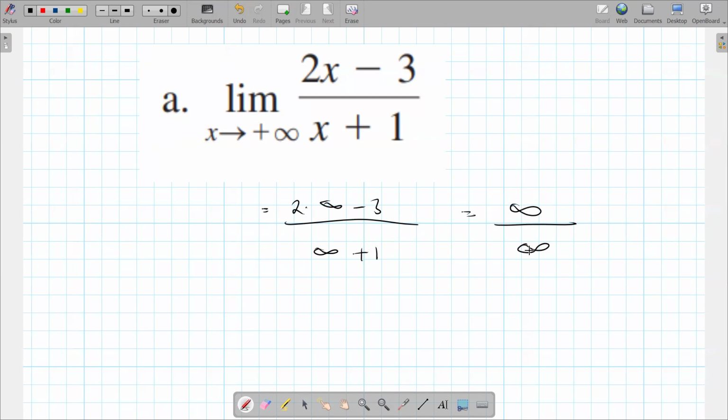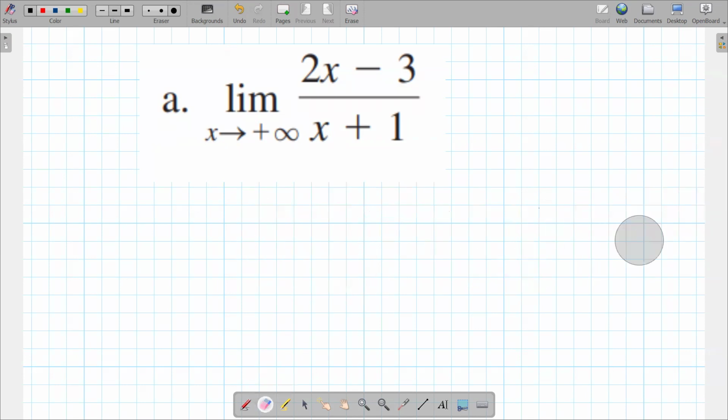And now what is infinity over infinity? It is most certainly not 1. You cannot cancel out infinity over infinity. This is what we call an indeterminate or undefined form. Indeterminate form. This we cannot evaluate. So that is the technical answer, but we can do better. That's not the correct answer. Plug and chug very, very rarely works.